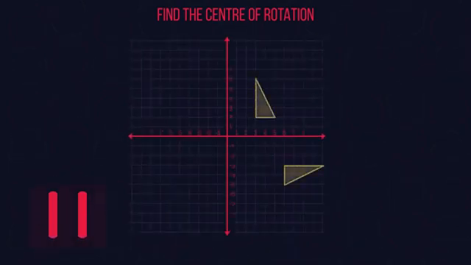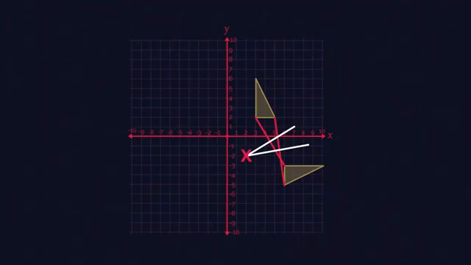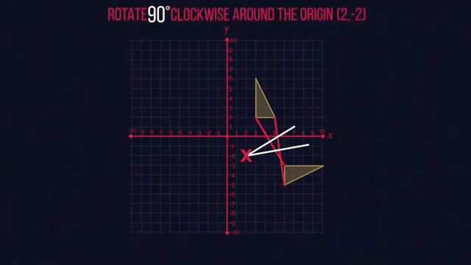Now try one for yourself. Pause the video and have a go. Did you get it right? The center of rotation is at 2, -2. So finally, can you remember what 3 things we always need in a rotation question? Yep, that's right. The angle, direction, and rotation point.